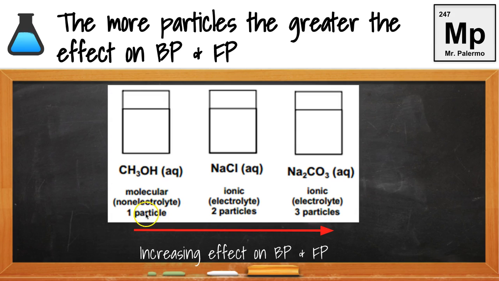And so we see that as we get more particles, we have a greater effect on our freezing point and our boiling point. Boiling point elevation is going to go up and freezing point is going to go down as we increase the number of particles. Ionic substances are much better at affecting the freezing point and boiling point than covalent substances.